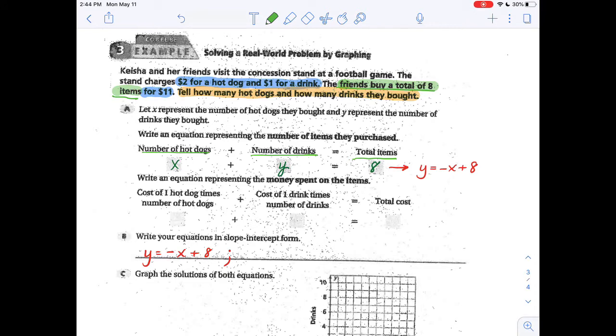So I have my first equation: x plus y equals 8. But when we're going to graph, which we're going to, I need to have it in my y equals mx plus b form. So isolate the variable y in this equation to get it in that form.